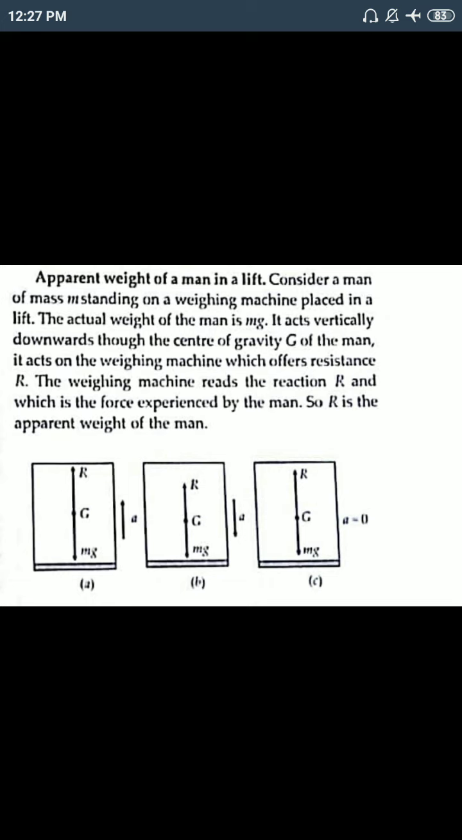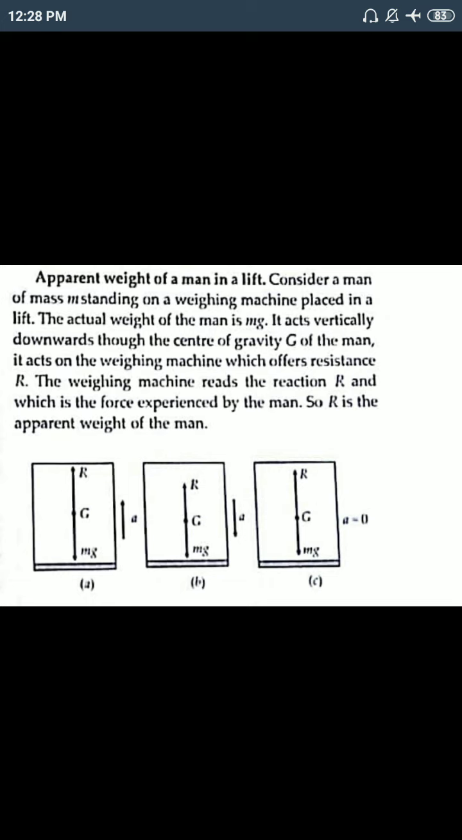So, apparent weight of a man in a lift. Three diagrams are there, three different cases. Here we consider a man whose mass is m standing on a weighing machine placed in a lift. Inside a lift you place a weighing machine and you stand on that machine inside the lift. Now, the actual weight of the man is mg, due to gravity, whatever the force acting on it; that is its actual weight.